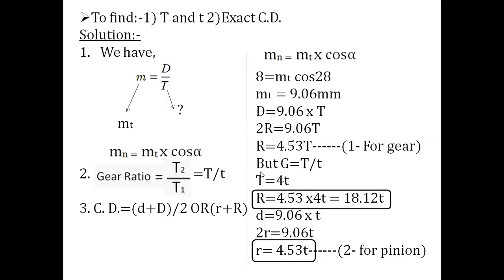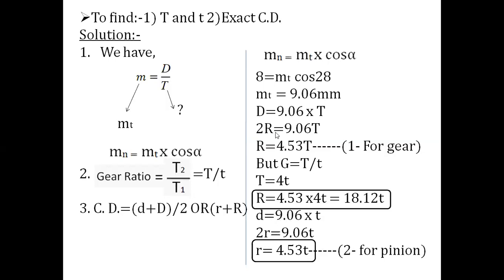Putting that value of capital T in the first equation, we are getting R is equal to 4.53 into 4 into t. What is the value of capital T? That is 4 into small t, from the gear ratio formula. So the value of capital R, the pitch circle radius for the gear, is equal to 18.12 into small t.